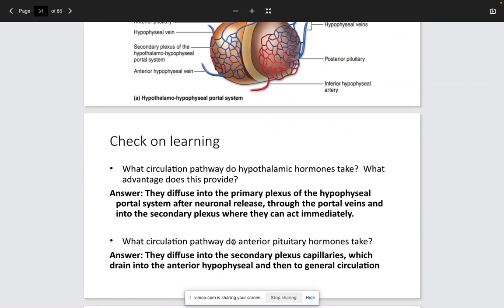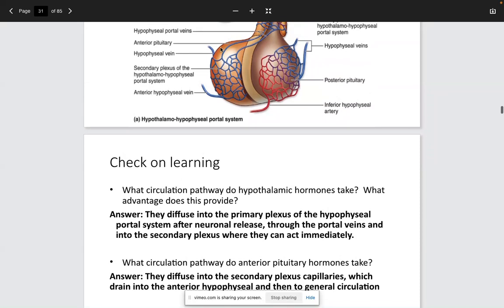What circulation pathway do anterior pituitary hormones take? They diffuse into the secondary plexus capillaries, which drain into the anterior hypophyseal vein and then into general circulation. So, anterior pituitary hormones diffuse directly into the secondary plexus. That makes sense. Look at exactly where their location is.